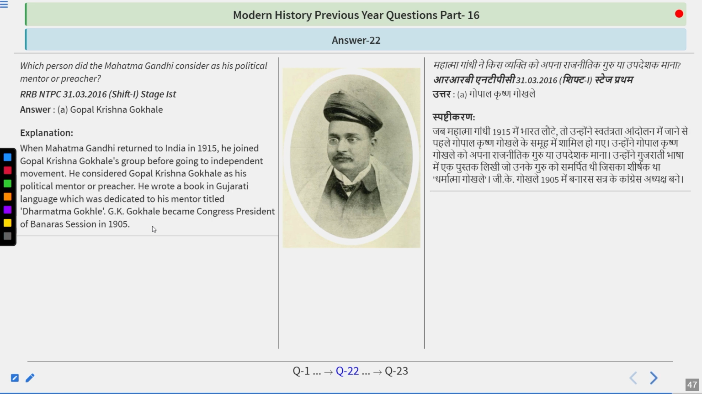When Mahatma Gandhi returned to India in 1915, he joined Gopal Krishna Gokhale's group before joining the independence movement. He considered Gopal Krishna Gokhale as his political mentor. He wrote a book in the Gujarati language dedicated to his mentor, titled Dharmatma Gokhale. G.K. Gokhale became Congress president at the Banaras session in 1905. So do remember, the answer is A, Gopal Krishna Gokhale.